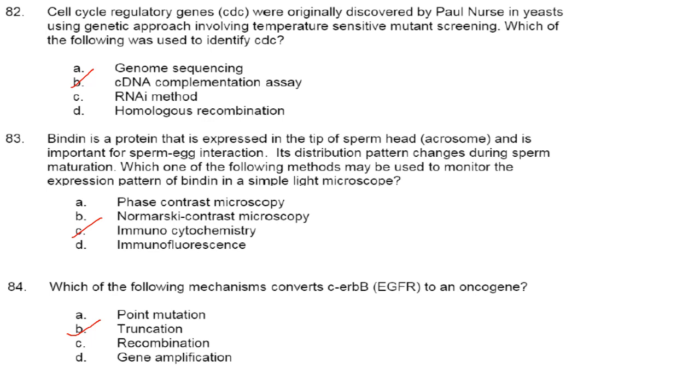Then binding is a protein that is expressed in the tip of the sperm head, that is the acrosome, and is important for sperm egg interaction. Its distribution pattern changes during sperm maturation. Which one of the following methods may be used to monitor the expression pattern of binding in a simple light microscope? So it is immunocytochemistry. Answer is option C.